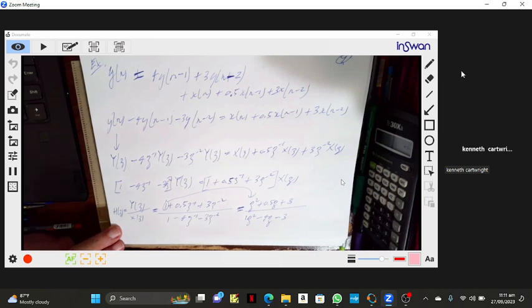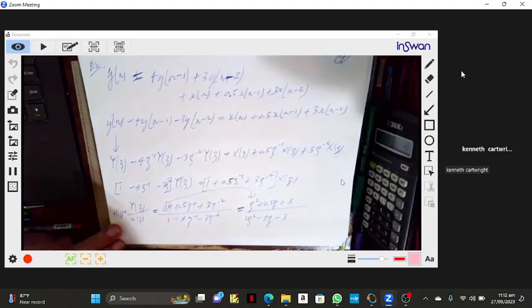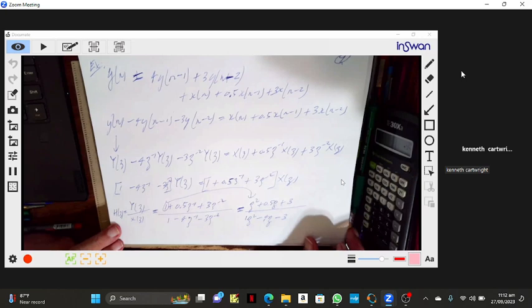If I multiply z to the negative 1 by z squared, what do I get? Just z. Okay, and if I multiply z to the negative 2 by z squared, what do I get? I don't get nothing. I get 1, because I get z to 0, and z to the power of 0 is 1. I'll do the same thing for the denominator. Okay. Any other questions?